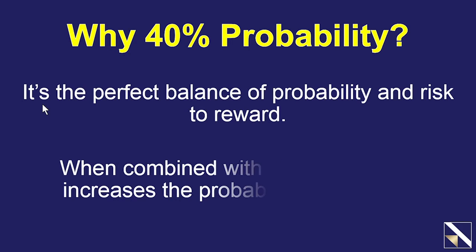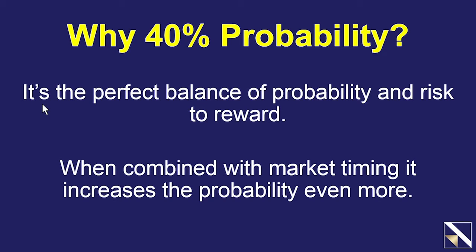The other thing is, when you combine that with market timing, it increases the probability even more. So by selling an option that only has a 40% chance of going in the money, when you combine that with market timing, you're actually adding to that. We've known historically that it can add up to 70% when you combine it with good market timing.